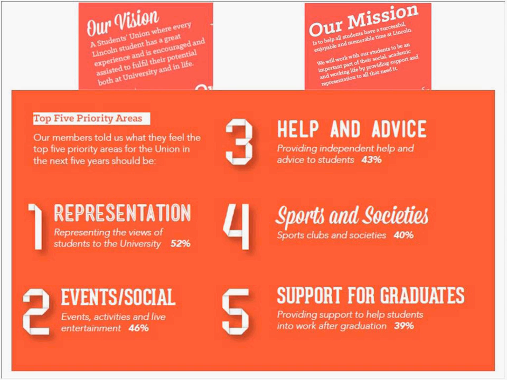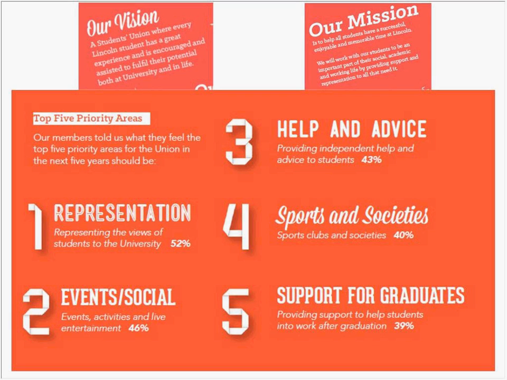So, a look at Lincoln Students' Union. Again, they've got their top 5 key priority areas. Their vision is a Students' Union where every Lincoln student has a great experience and is encouraged and assisted to fulfil their potential, both at university and in life. And it's inspirational as well. That's what they want to do as a Students' Union and as a charity.